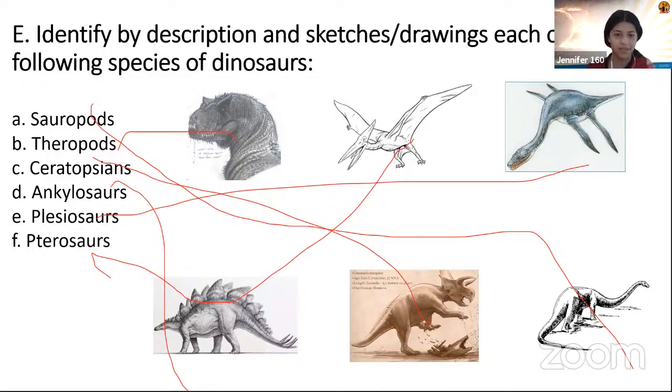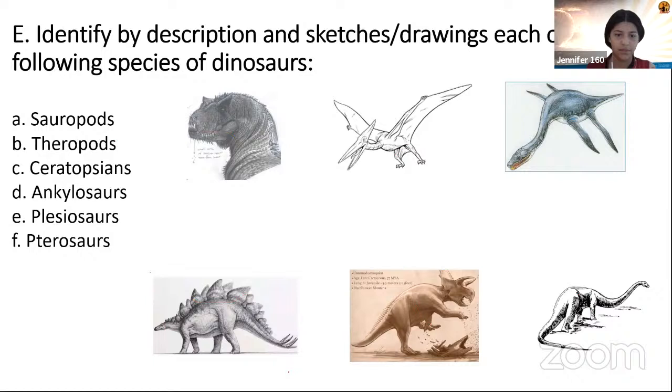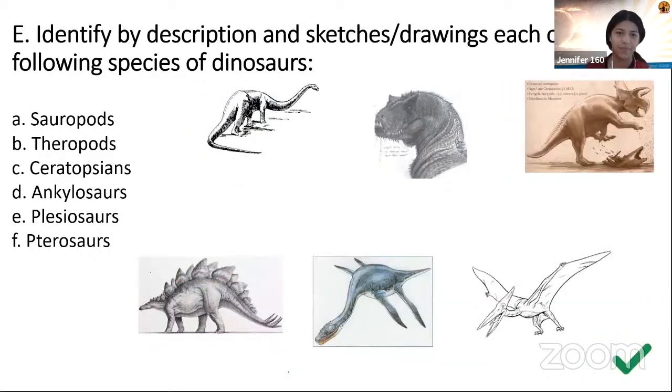All right, so the answer will be, sorry, let me just clear this just in case. I don't know if it did it. Oh, there. This is the correct order: the Brachiosaurus, the sauropods, the theropods, the ceratopsians, Ankylosaurus, Plesiosaurus, and Pterosaurus.